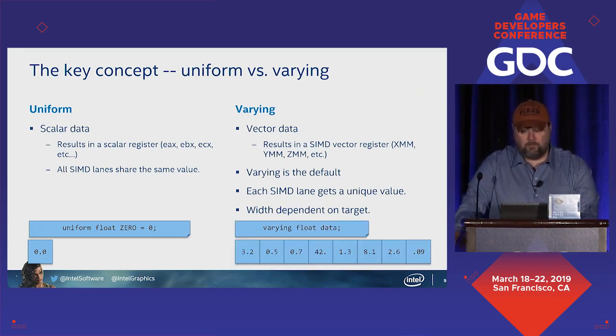With a varying, each SIMD lane gets its own value. And the width is dependent on the target that you tell the compiler to compile to. So for SSE, you would have 4 elements in your varyings. For AVX2, you'd have 8, and for AVX512, you'd have 16.